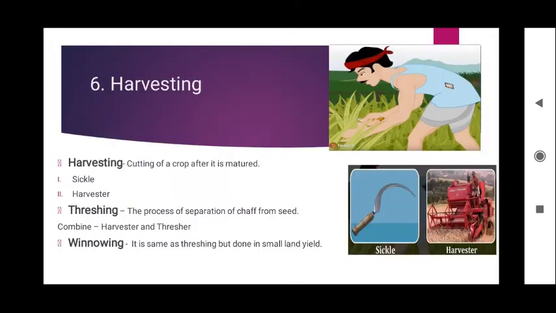Next, we have to harvest those healthy crops. That process is called harvesting. Harvesting is nothing but cutting the crops after they mature. This can be done with two devices. One is called a sickle, the other is called a harvester. A harvester is a machine, as you can see in the picture, and a sickle is a hand-operated device used by farmers to harvest the crops.